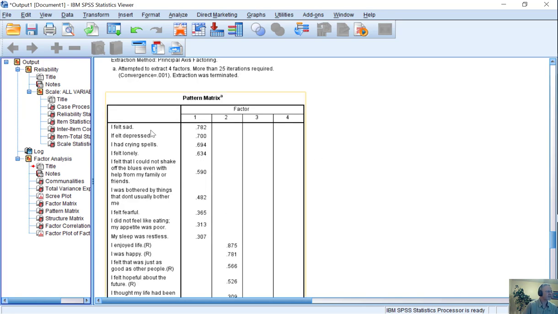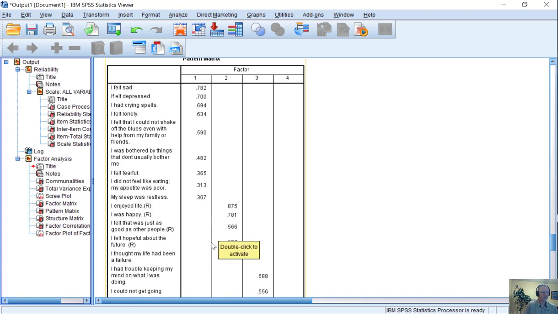So the pattern matrix, first of all, the first factor gives us items such as I felt sad, I felt depressed, I had crying spells, I felt lonely, I felt that I could not shake the blues, I was bothered by things, I felt fearful, I did not feel like eating, my appetite was poor, my sleep was restless. It's giving us emotional and physical symptoms. Now, I've seen some results from factor analysis of depression separate the physical symptoms as one factor separate from the emotion, but it's just coming out here. It's combining those.